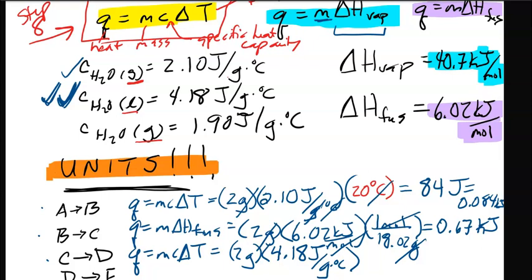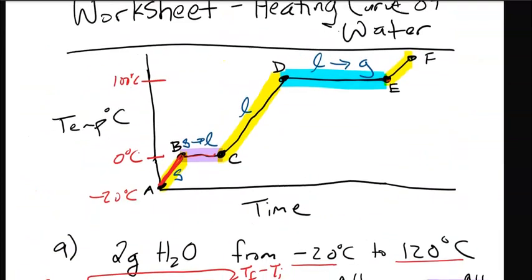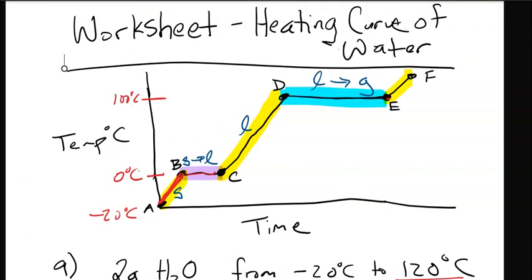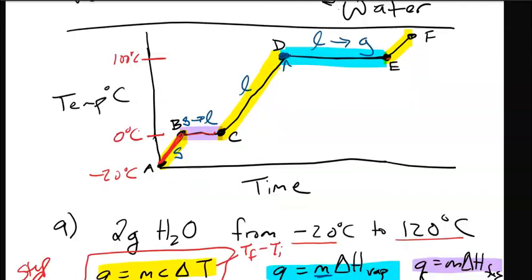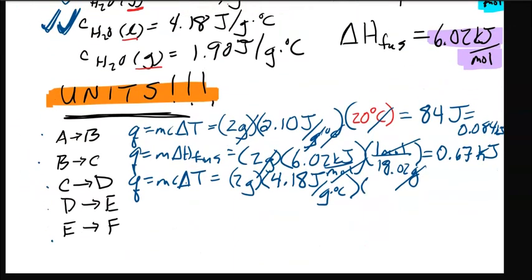Finally, you have to calculate the delta T. You can do it in your head or with your calculator, whatever. I noticed the final temp was 100 and the initial temp was 0. So 100 minus 0 is a difference of 100 degrees Celsius. Let the grams cancel, Celsius cancels. I'm going to get joules. Grab your calculator again. 2 times 4.18 times 100, and I'm getting 836.